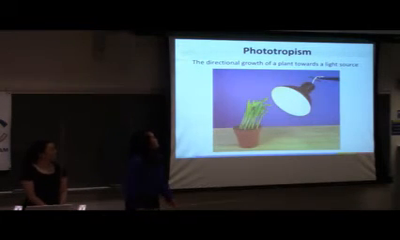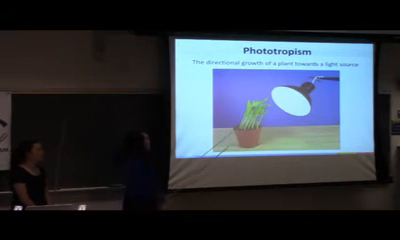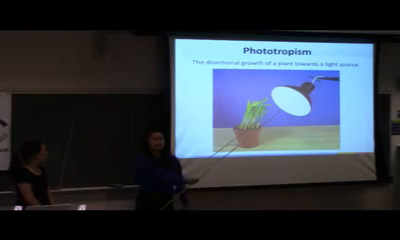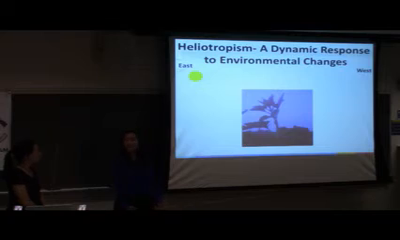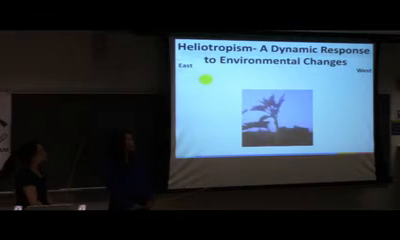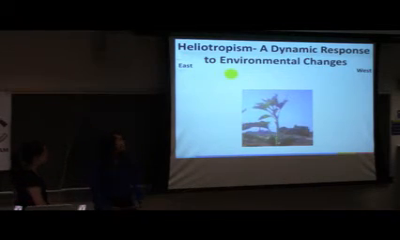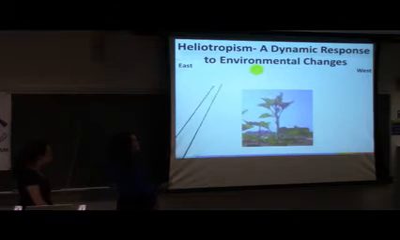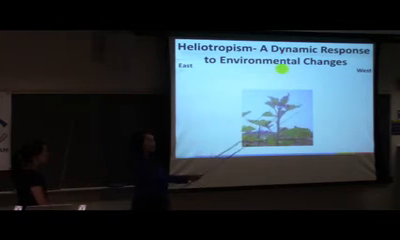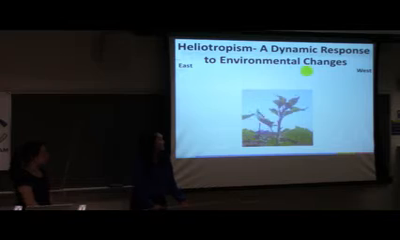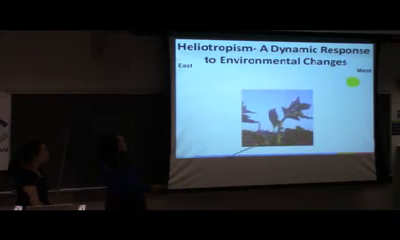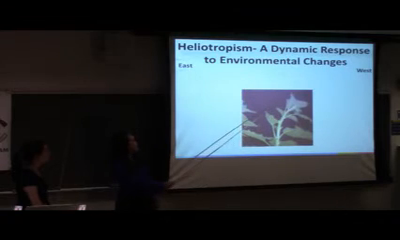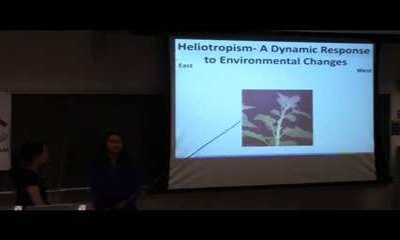Phototropism is the directional growth of a plant towards a light source, as you can see here. Heliotropism, on the other hand, is the dynamic form of phototropism. In the morning, plants face east and track the sun throughout the day towards the west. Interestingly, at night, they reorient to face back towards the east in anticipation of the sunrise.